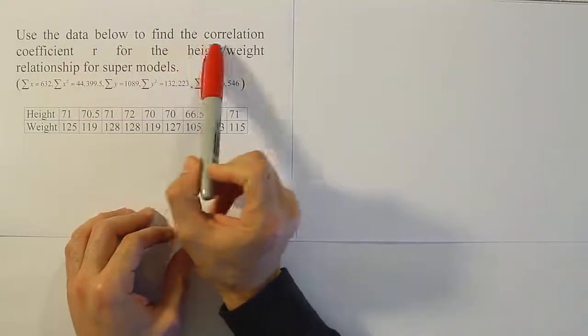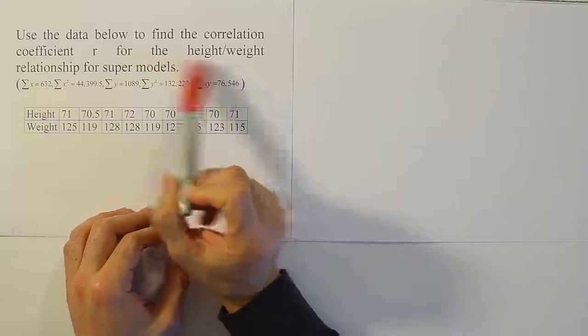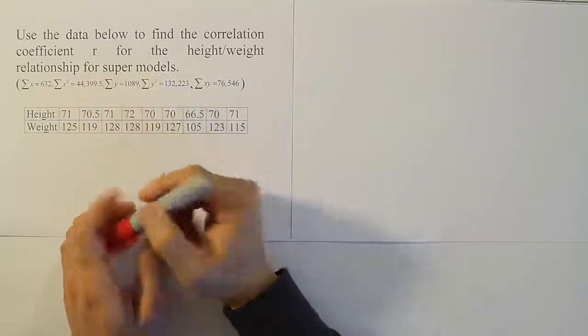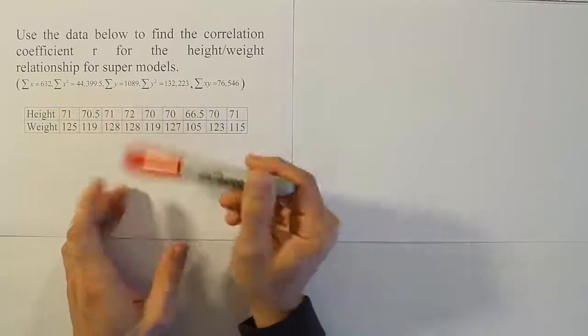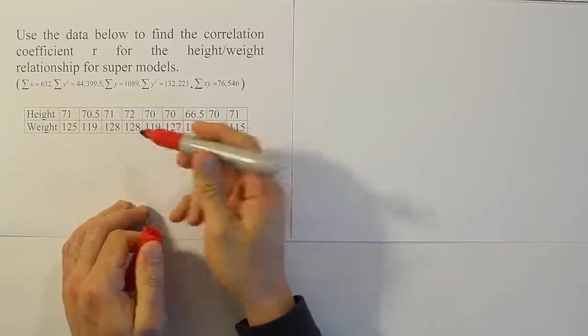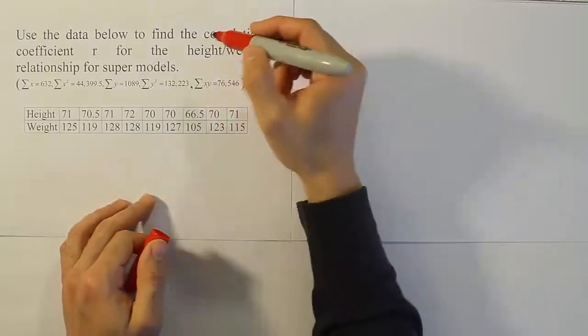Use the data below to find the correlation coefficient R for the height-weight relationship for supermodels. So we have the summary values here, summation of x squared, and so on and so forth, for the different heights and weights. All right, so let's talk about what we're asked to find here.